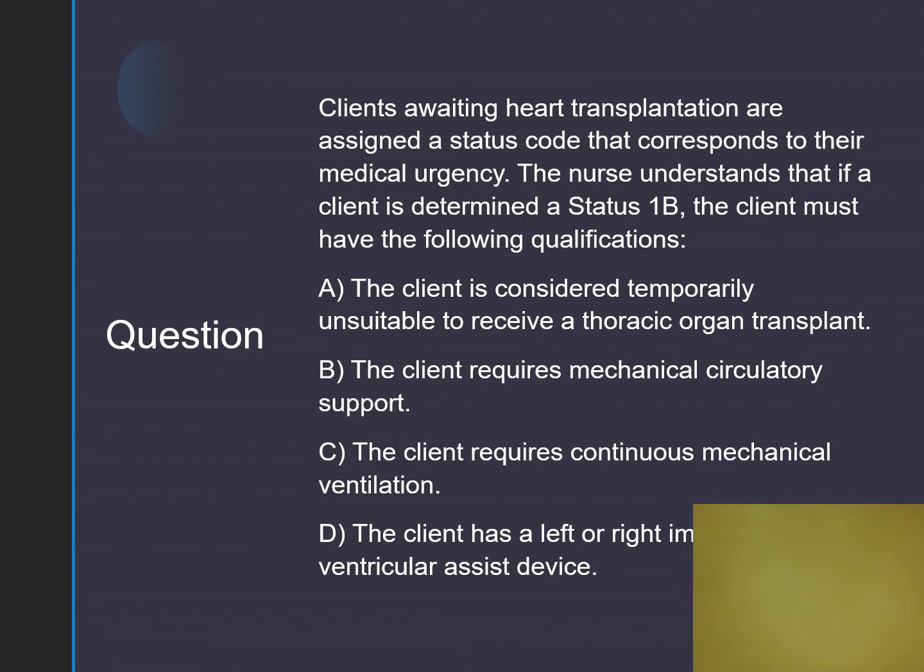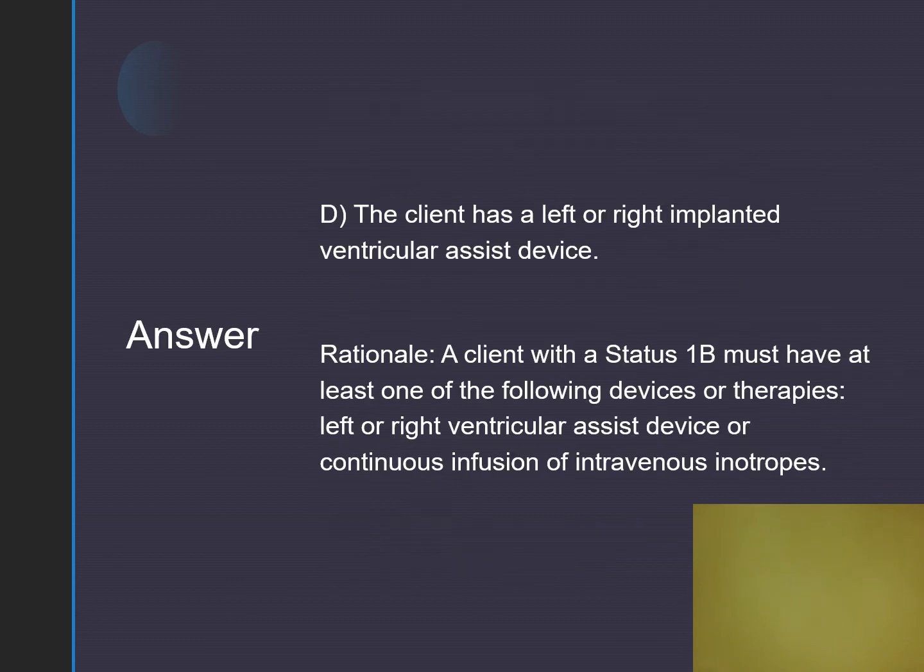Clients awaiting heart transplantation are assigned a status code that corresponds to their medical urgency. The nurse understands that if a client is determined a status 1B, the client must have the following qualifications. And that's going to be D. The client has a left or right implanted ventricular assist device.